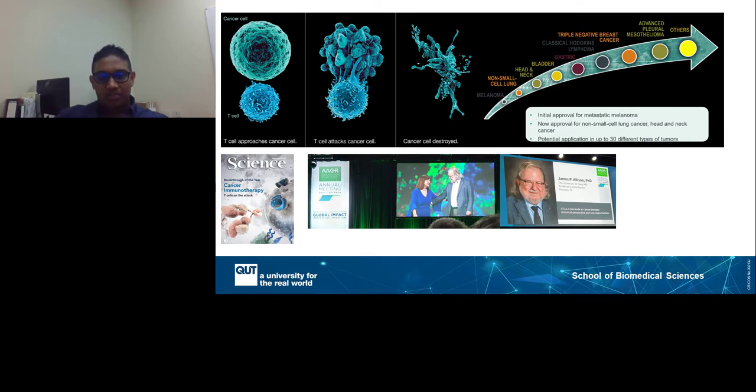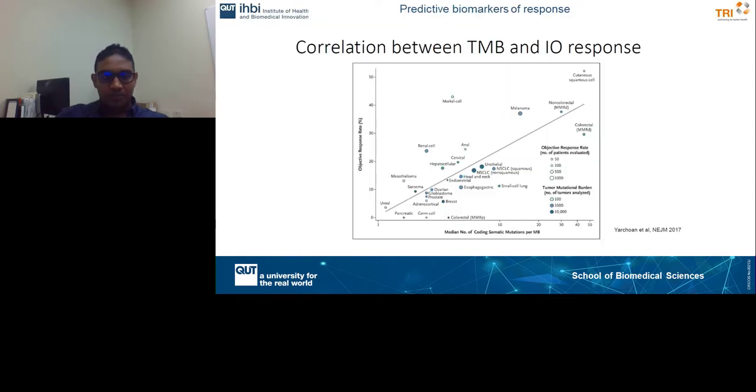Because we were working in this space, I really wanted to go back and look at the tumor of these patients and see what was going on, not just at the PD-L1 expression level or PD-1 levels, but other tumor microenvironment cells as well. There were a number of biomarkers in this space, and TMB, or tumor mutation burden, was one of them.